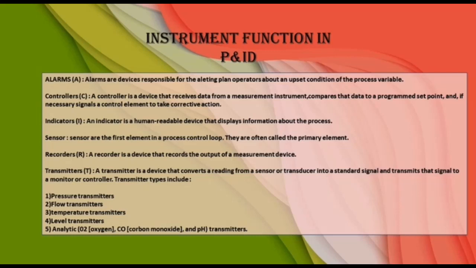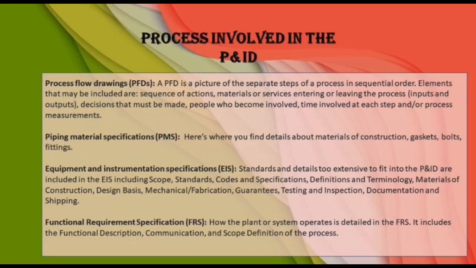a monitor or controller. Alright, there are 5 transmitter types. They include first, pressure transmitter, flow transmitter, temperature transmitter, level transmitter, and lastly, analytical transmitters such as oxygen, carbon monoxide, and pH transmitters. Next, we go to the process involved in the P&ID.